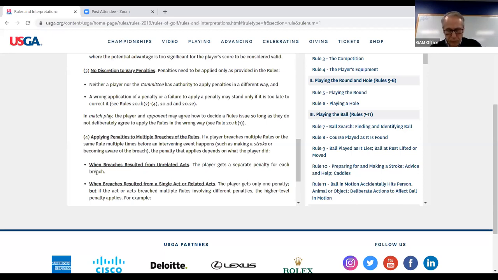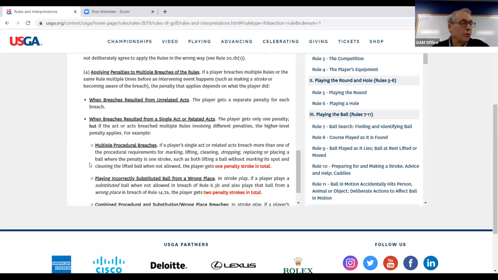1.3.C.4 talks about applying penalties to multiple breaches of the rules. That is a very interesting and difficult and sometimes controversial situation. It's worth looking at in your big book on page 29. There's an interpretation as well, a new interpretation this year. I think it's new. 1.3.C.4. So let's go through some of those examples. It's on page 29 of your big book.